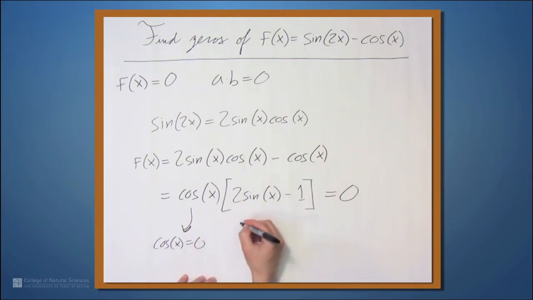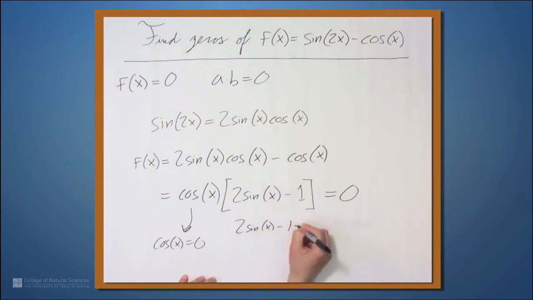The second term, let's just do a little work here. 2 sine x minus 1 equals 0. Move the 1 to the other side and divide by 2. We get sine x equals 1/2.